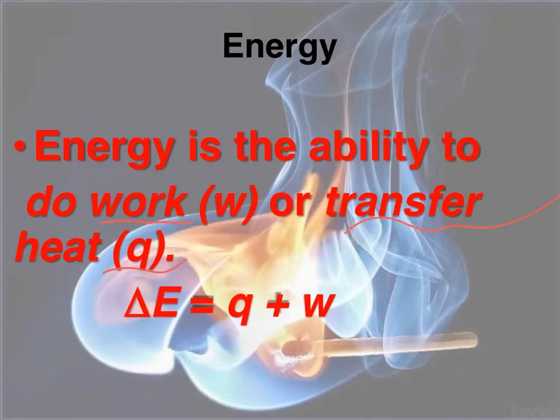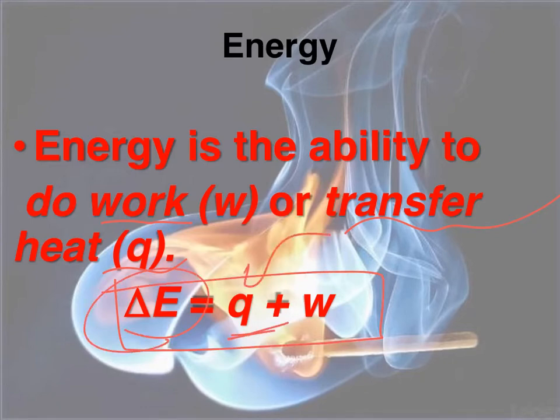An equation that is often used to represent a change in energy: change in energy, delta E, equals Q, which is heat, the transfer of thermal energy, plus work. And you'll see in a moment that work is defined as energy used to physically move an object.